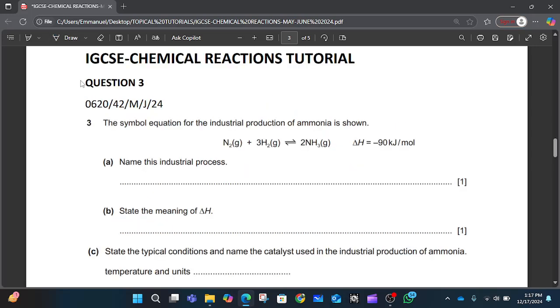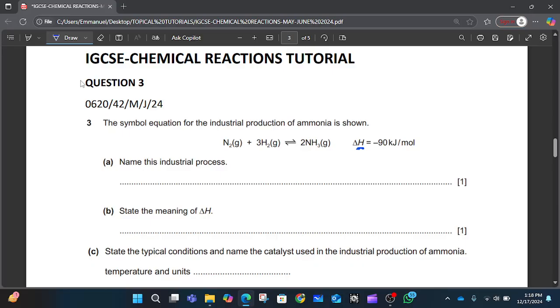The second question is from May-June 2024, paper 4-2. Question 3. The symbol equation for the industrial production of ammonia is shown. The equation is N2 gas plus 3H2 gas giving 2NH3 gas. The enthalpy change of reaction is negative 90 kilojoules per mole.